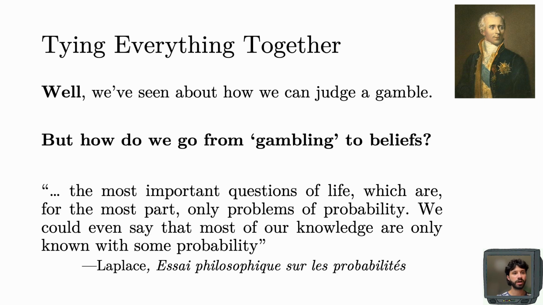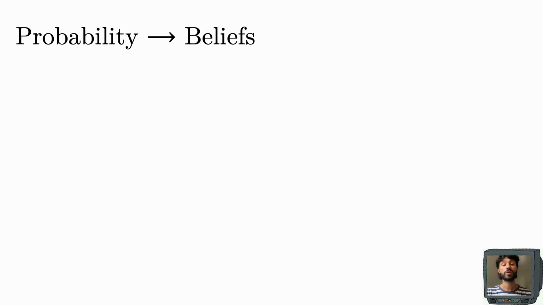I also recommend you look him up. And this quote, I think, will guide us, and I think it's nice to hear. So in one of his most famous works, he says, "The most important questions of life, which are for the most part only problems of probability." And we could even say that most of our knowledge are only known with some probability. That's what's going to motivate us. So how do we go from probability to beliefs?